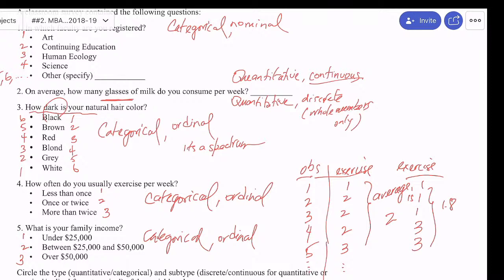Right, good. Okay. This is particularly difficult to interpret any kind of averages taken from these numbers.